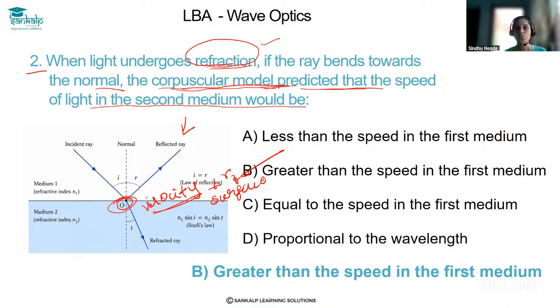This corpuscular model predicted that the speed of light in the second medium would be greater than the speed in the first medium. The main reason is that when light bends towards the normal, this model assumes that the particle experiences some attractive force. Due to this force, the component of velocity also increases. So option B is the correct answer.